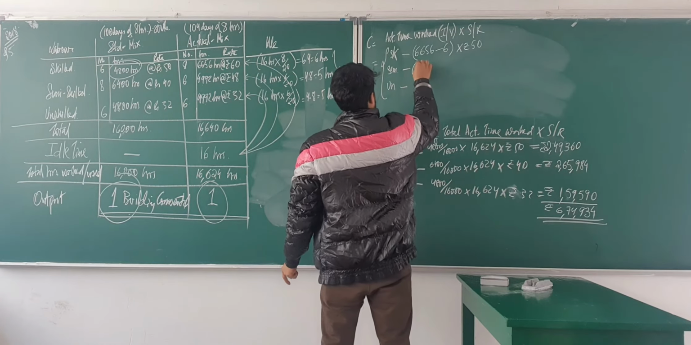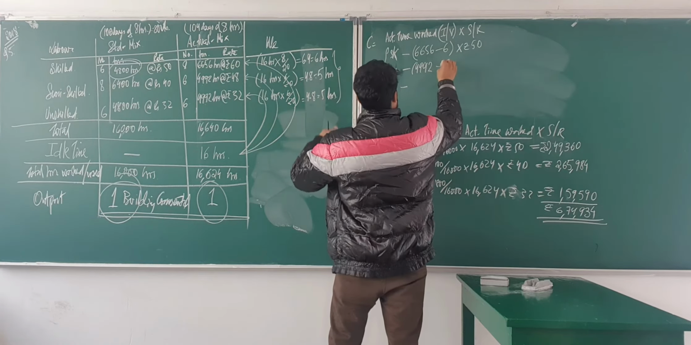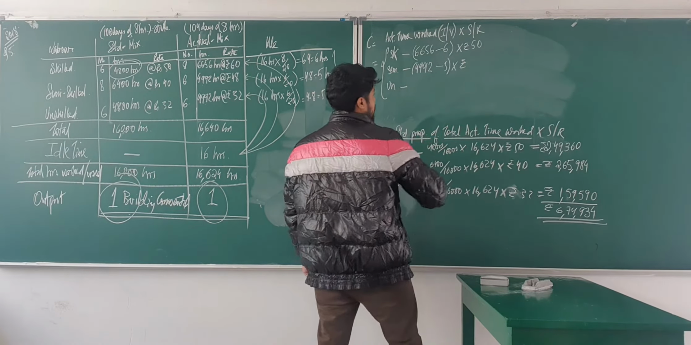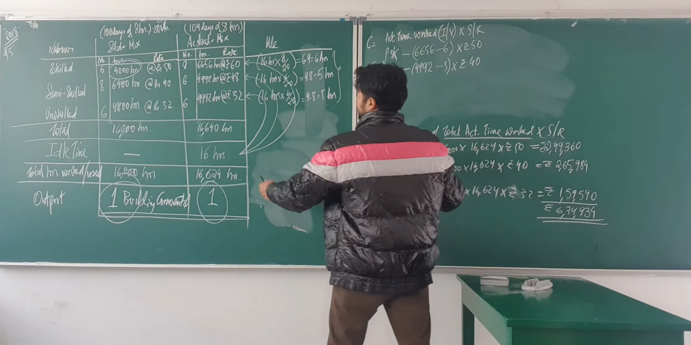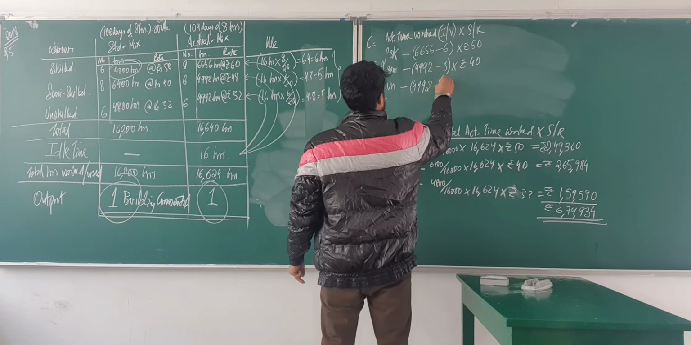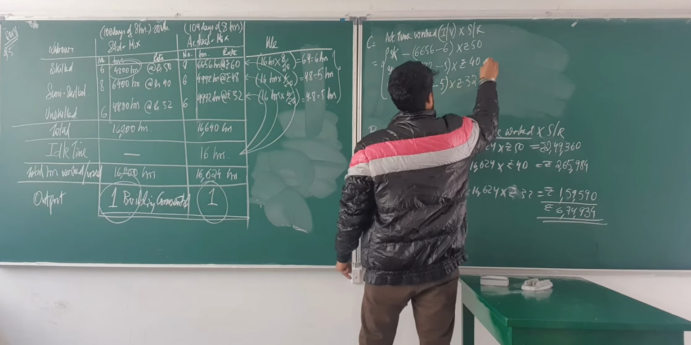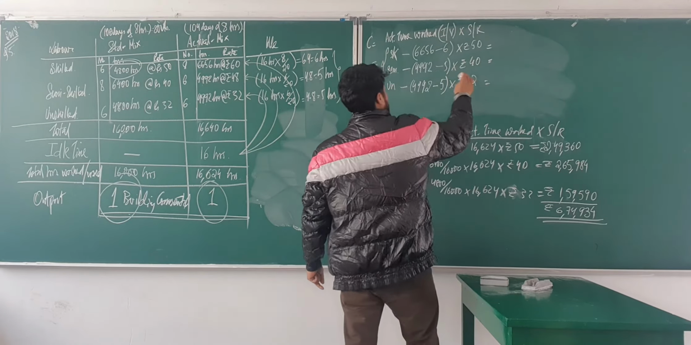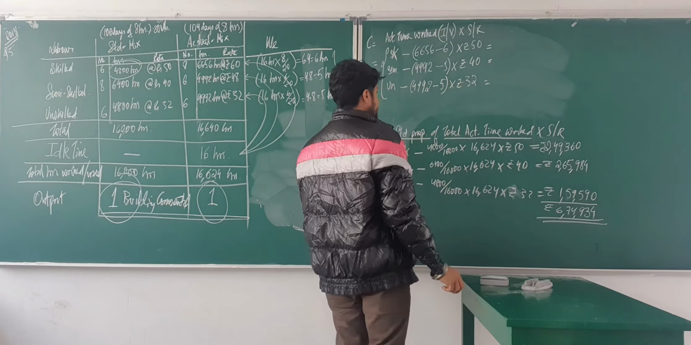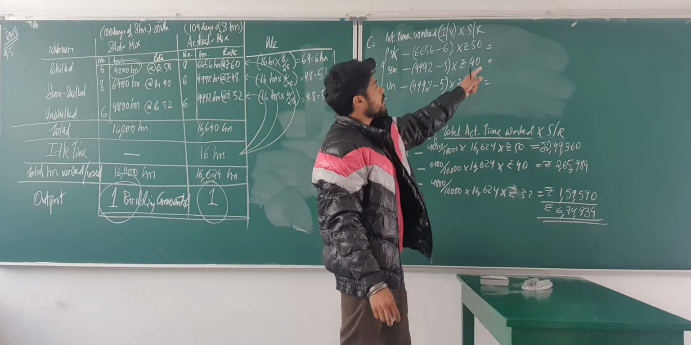Now for semi-skilled, take this part. 4,992 minus 5 idle hours into rupees 40. Okay, third one, 4,992 minus again 5 idle hours into rupees 32. Calculate each value. Reduce and then multiply. All of you understood? You have to reduce the values first and then multiply. Tell me what are you getting?